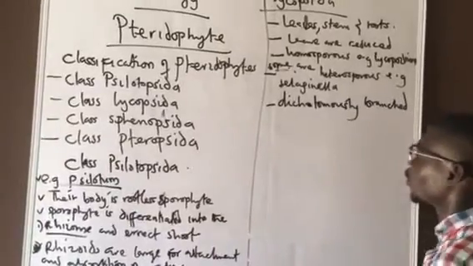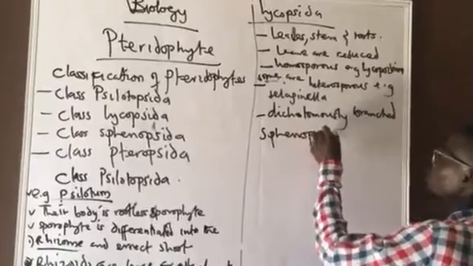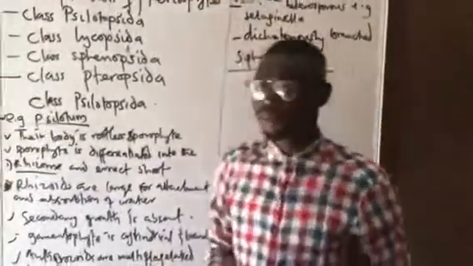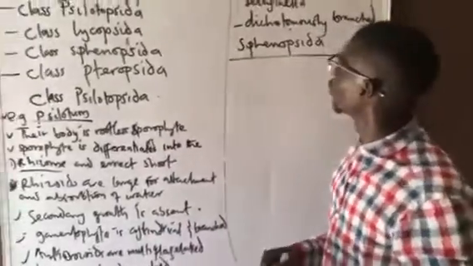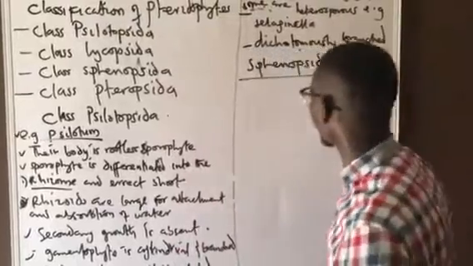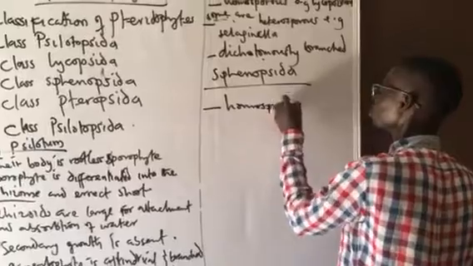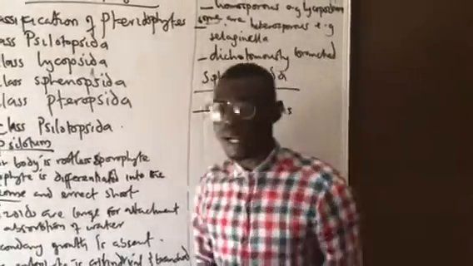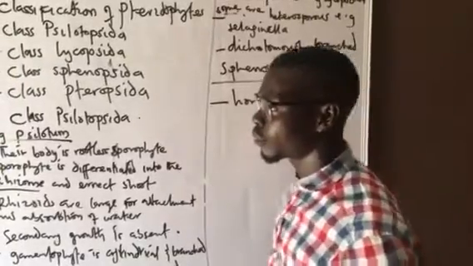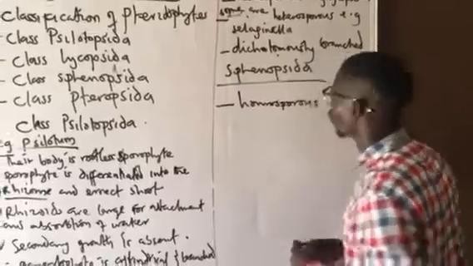Then we move to the Sphenopsida. That's another group of Pteridophytes. This group usually consists of homosporous plants. They are mostly homosporous. They have just one kind of spore, and their body is divided into leaves, stems, and roots.